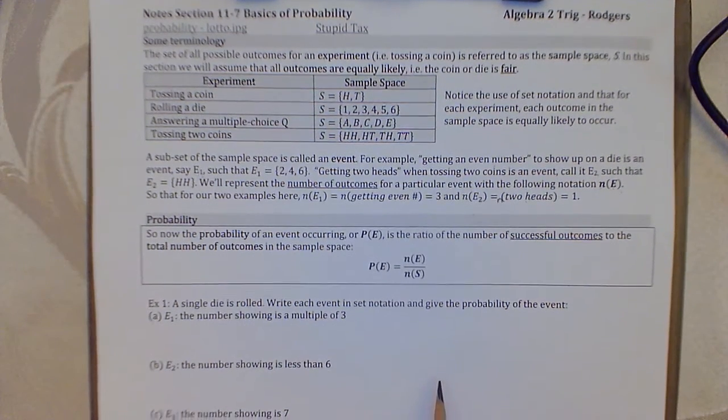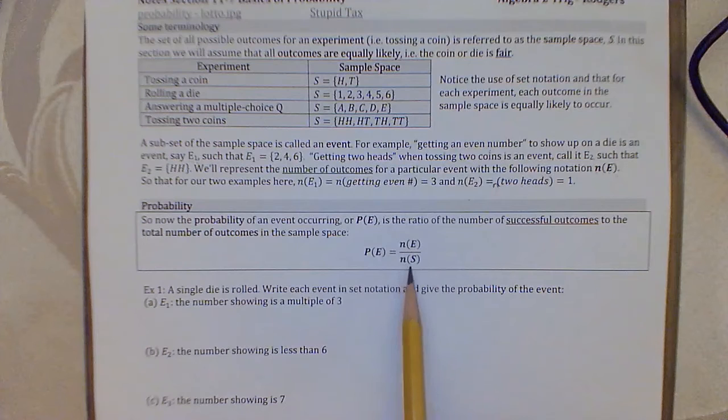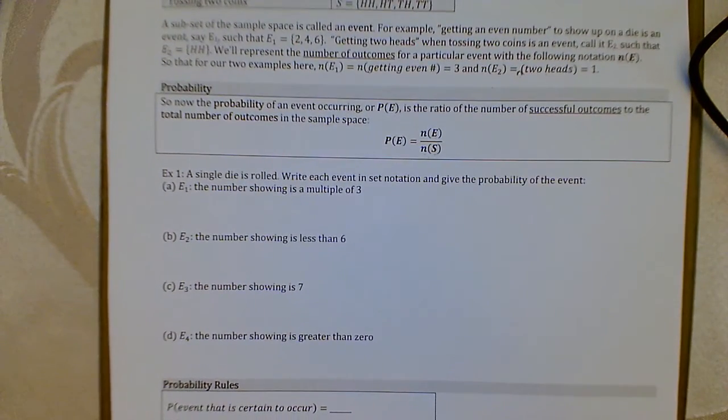All right, so probabilities. The probability is simply the number of successful outcomes divided by the number of outcomes in the sample space, right? So the number of successful outcomes for a particular event divided by the number of outcomes in the sample space is going to be our probability of that event happening. All right, so let's look at some examples.